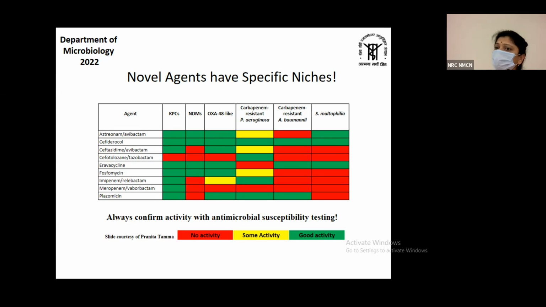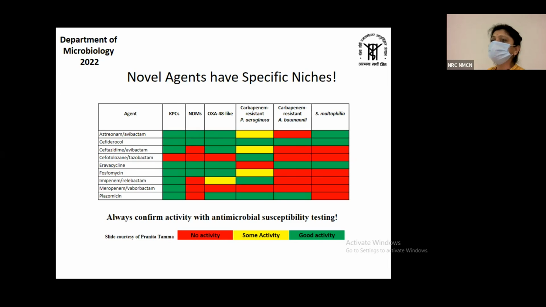So by and large for E. coli, you have fosfomycin, or for Klebsiella, you can have a combination of colistin and carbapenems. What is this table telling us? Look at the reds, no activity. So what is this table telling us? For the New Delhi metallo beta-lactamases, which are very prevalent in India, just see, neither does ceftazidime avibactam work, neither does tazobactam work, neither does relebactam work or vaborbactam work.